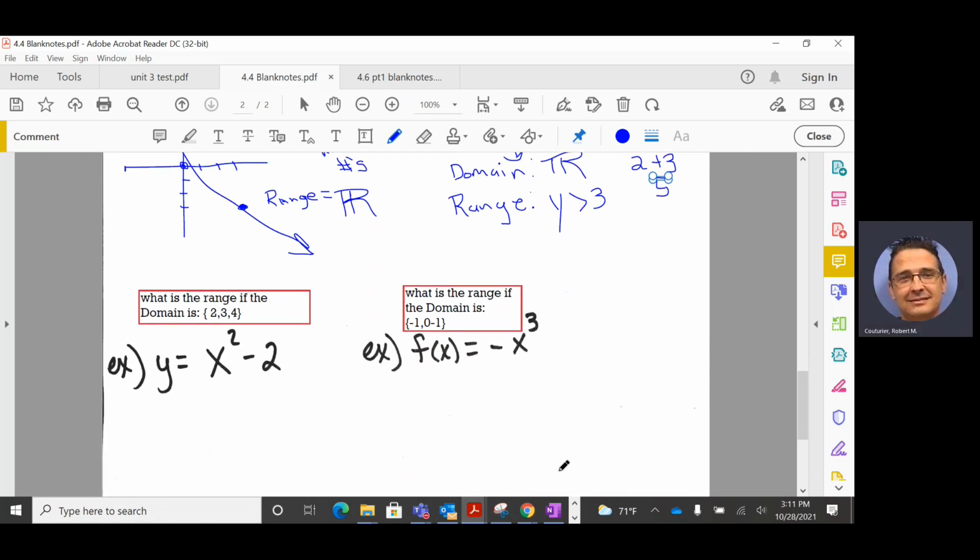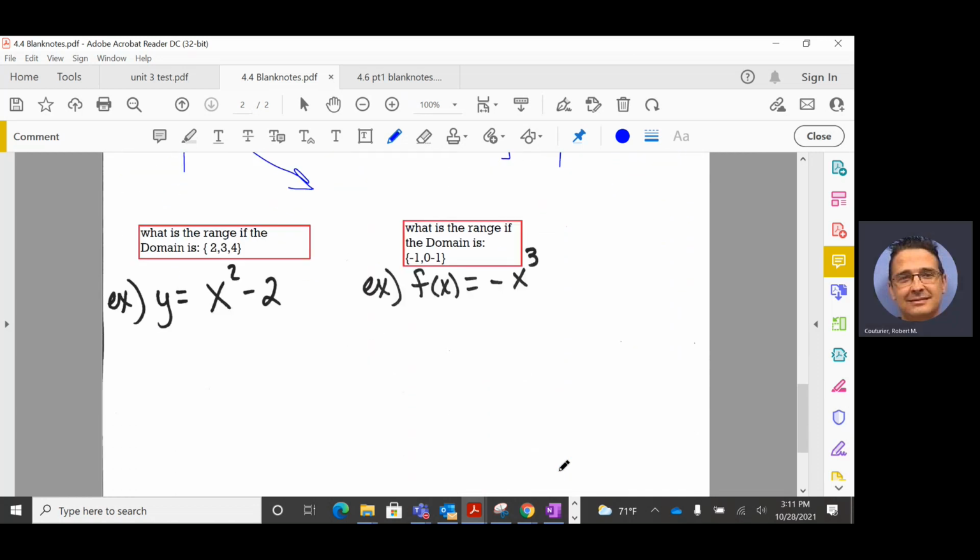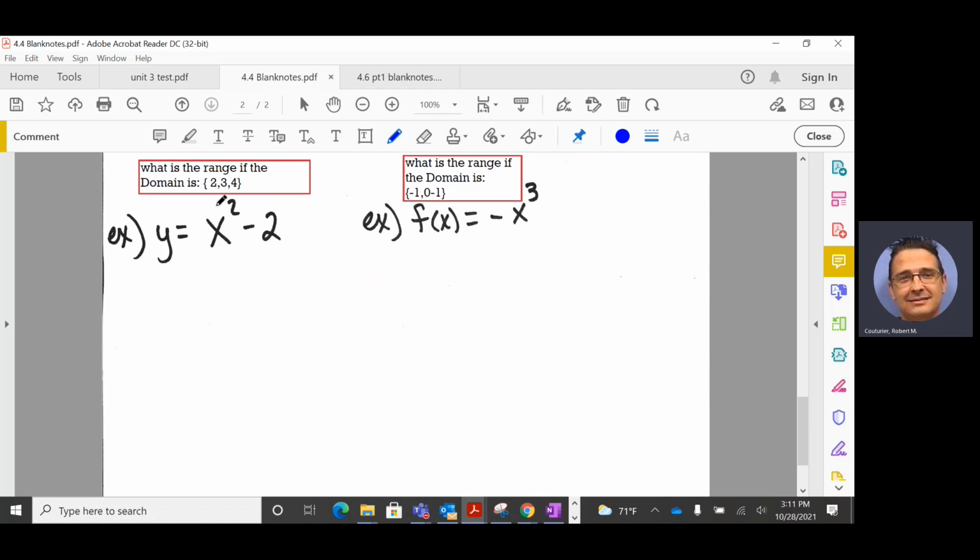This problem is similar, but slightly different. They are giving us a specific set of domains. They want to know what is the range if the domain is 3, if the domain is 2, if the domain is 4. So what they want us to do is, what are those unique y's? We're going to have a solution set at the very bottom of this.